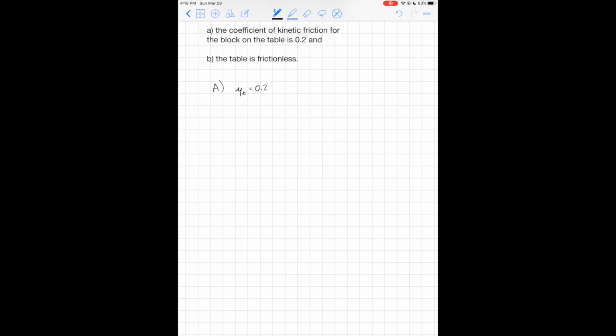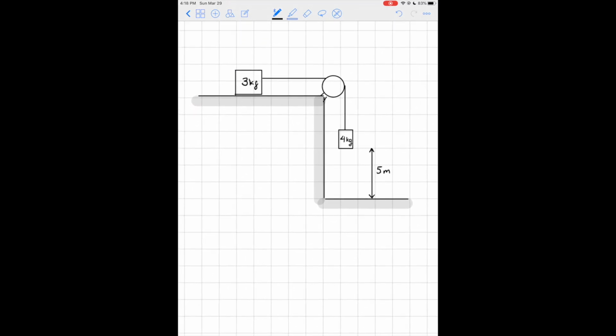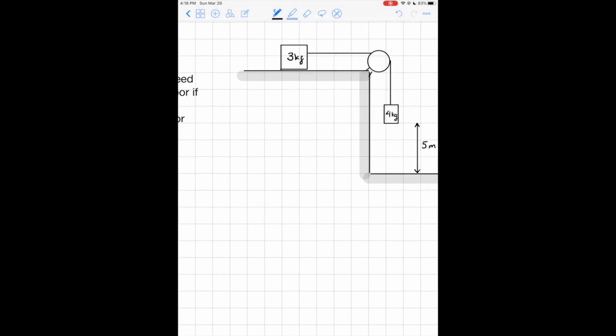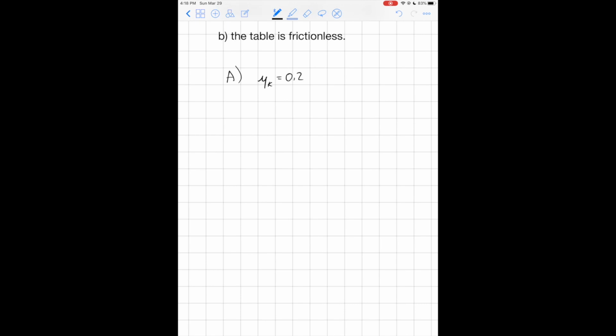So let's actually start figuring out this first one. The coefficient of kinetic friction for the block on the table is 0.2. We'll just quickly write that down. Okay, 0.2. This is for part A. So what we're saying here is that I have two elements of my system. They're both going to be moving and both going to have changing energy quantities, but there's also work being done by the environment. So this is a non-isolated system.